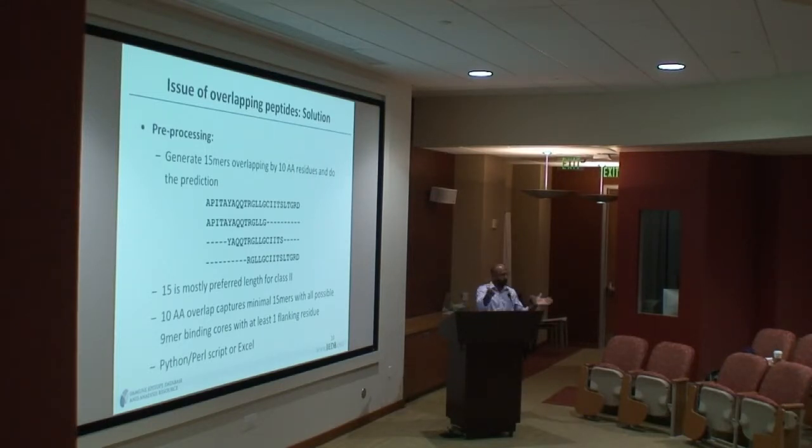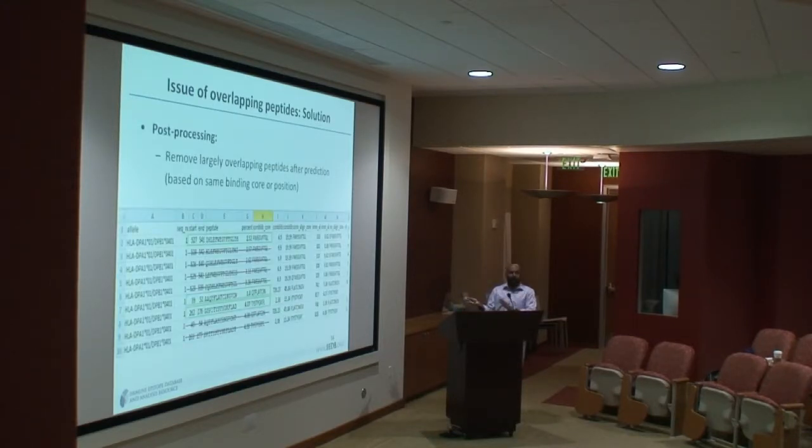But you can also use your own criteria, maybe 16-mers overlapping by 10 or something like that. But this is what we generally recommend, and this is what we mostly follow here. You can use a Python or Perl script, or even a spreadsheet, to generate 15-mers from your sequence.